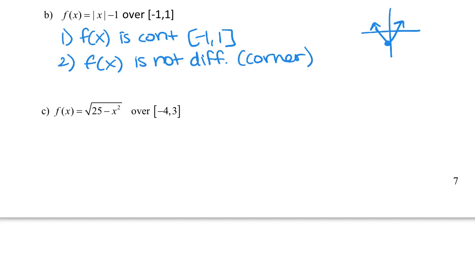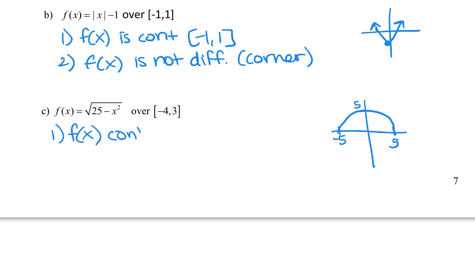And finally, f of x equals the square root of 25 minus x squared. If you type this into the calculator, you'll see that it is a semicircle with a radius of 5. So the graph looks something like this. And over the interval -4 to 3, well, first we would check to make sure, is it continuous? Yes, there are no breaks in the graph, there's no jumps in the graph, so it's smooth from -4 to 3. Is it differentiable? I don't see any corners or cusps, so yes, f of x is differentiable.